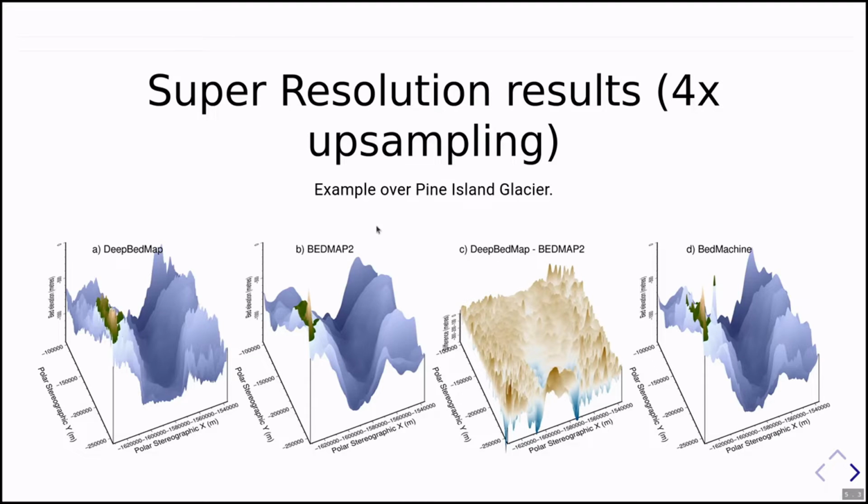And these are the results to look at. On the very left, you have DeepBedMap's DEM. This is over Pine Island Glacier, by the way, the main trunk. You can see with DeepBedMap we cover these fine rough texture patterns, compared to BedMap 2, second from the left, which is quite smooth. If you take A minus B, you get C here, the difference map, where we're recovering lots of those rough texture patterns. And just for comparison, here's BedMachine, which does a pretty good job already, but it's still quite a smooth surface compared to what we can produce with a GAN model.